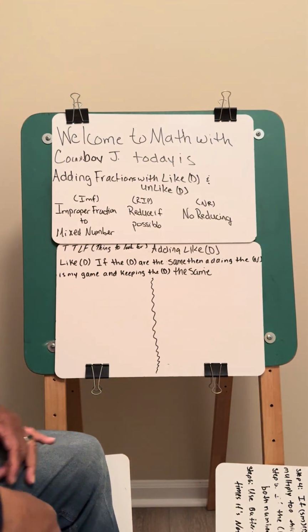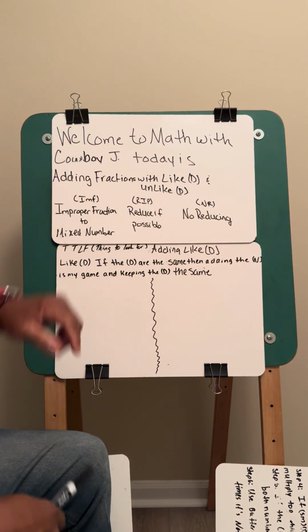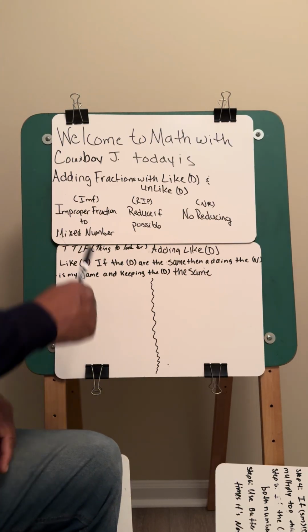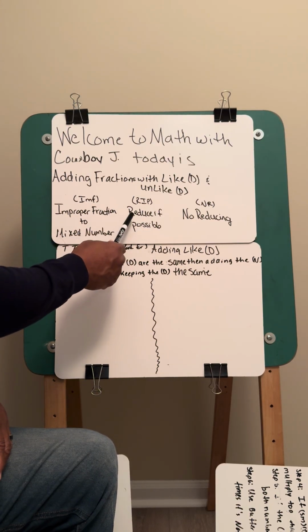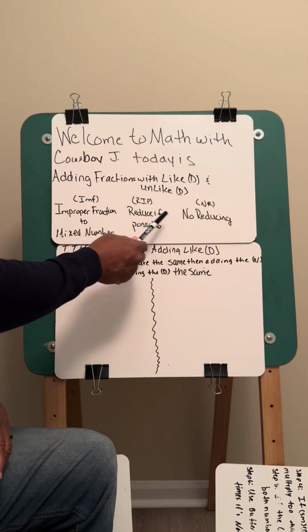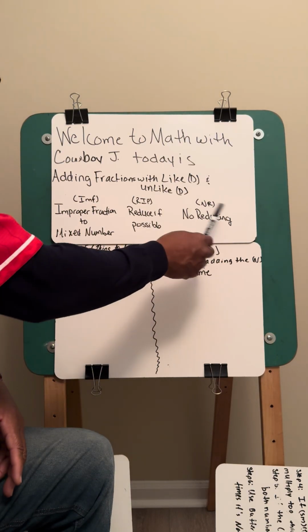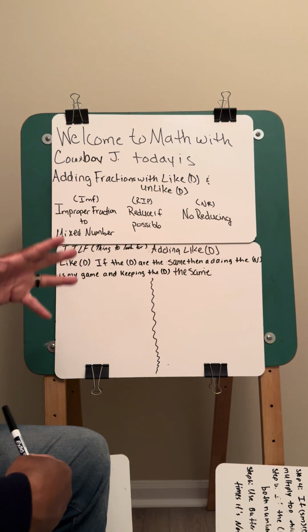Let's get into it. Today we are adding fractions with like and unlike denominators. The three types of fractions you can get after you solve it are an improper fraction, which you might have to change to a mixed number; RIP, which stands for reduce if possible, meaning your fraction can be made smaller; and an NR, which means no reducing. Your fraction is fine just the way it is.